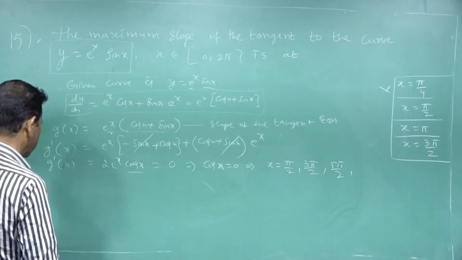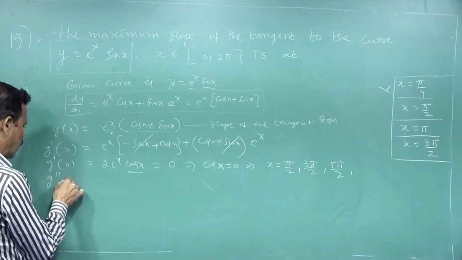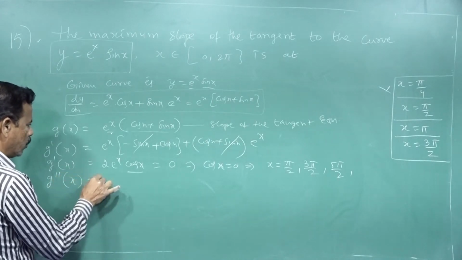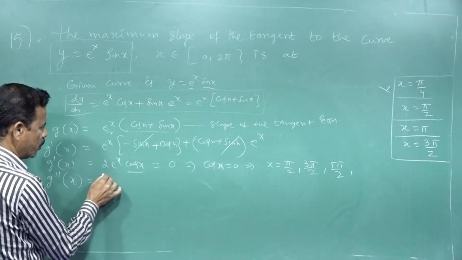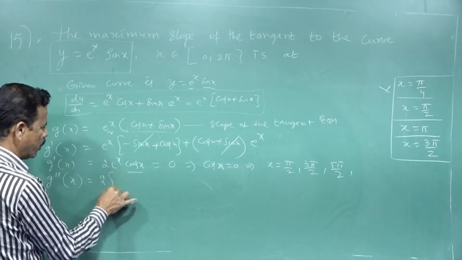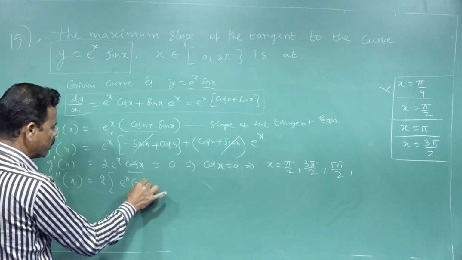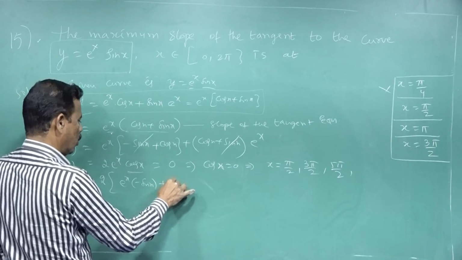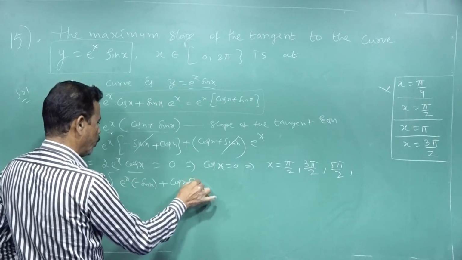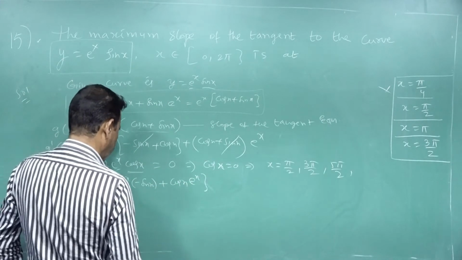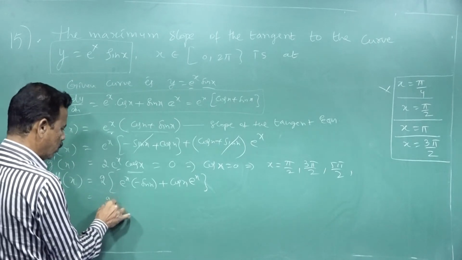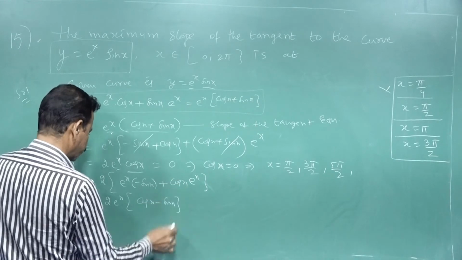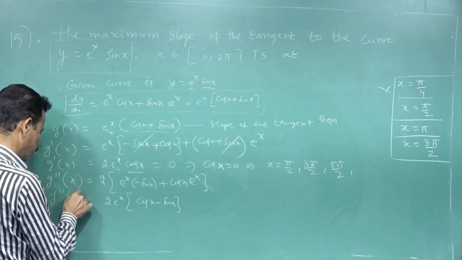Now the second derivative, for the maximum and minimum, doing the second derivative is compulsory. So 2 e power of x cos x differentiation: 2 constant, e power of x cos x derivative, minus sin x plus cos x as it is, e power of x derivative e power of x. So here again e power of x common, 2 e power of x into cos x minus sin x. This is the double derivative.